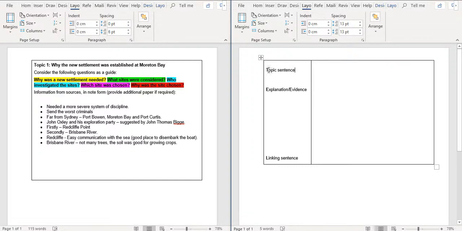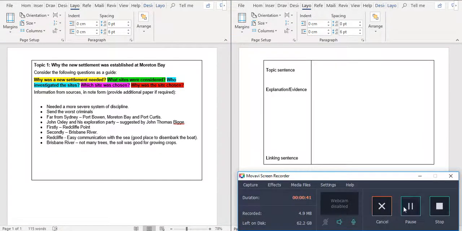TEEL stands for: the T stands for topic sentence, the two E's stand for explanation and evidence, and the L stands for the linking sentence. So those are the parts that we need to write in our paragraph.